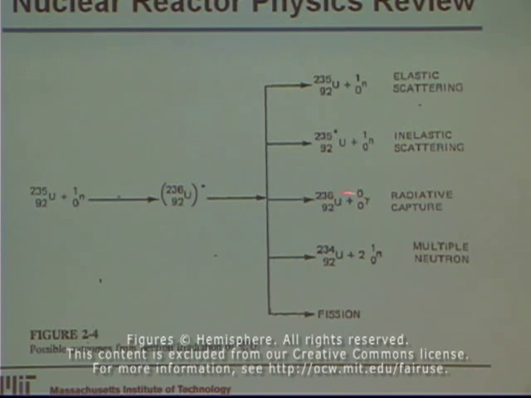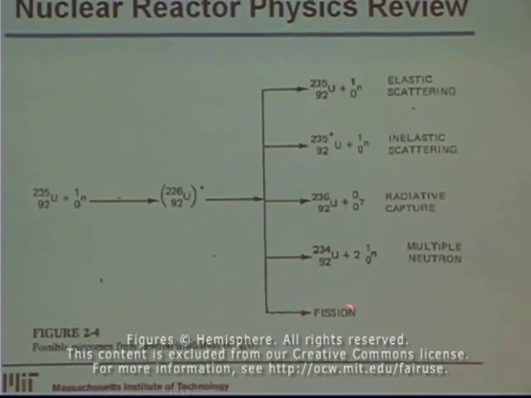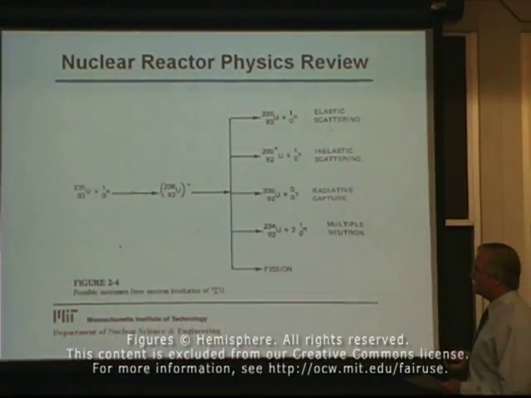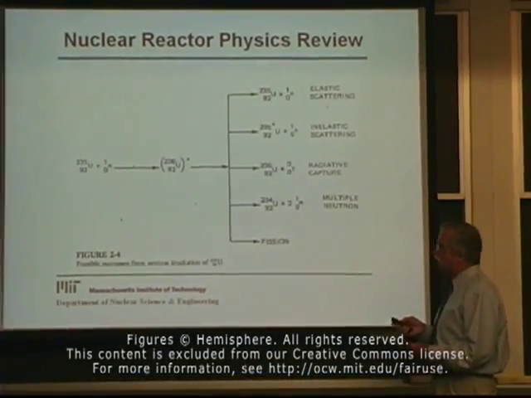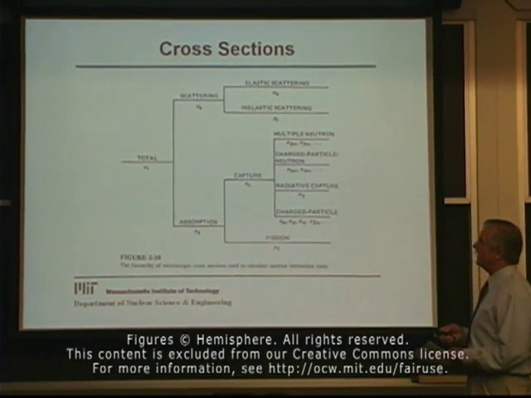You can capture a neutron and create uranium-236 with the release of some gamma energy. Or you can have multiple neutron emissions and captures, where you can emit two neutrons, resulting in uranium-234. Or lastly, and the thing that we're most interested in, is the fission process. In the fissioning, these are the things we have to understand that might occur in the uranium atom when a neutron strikes uranium-235.